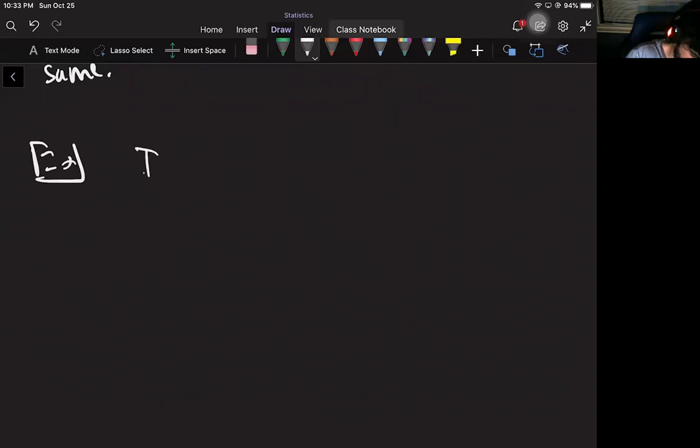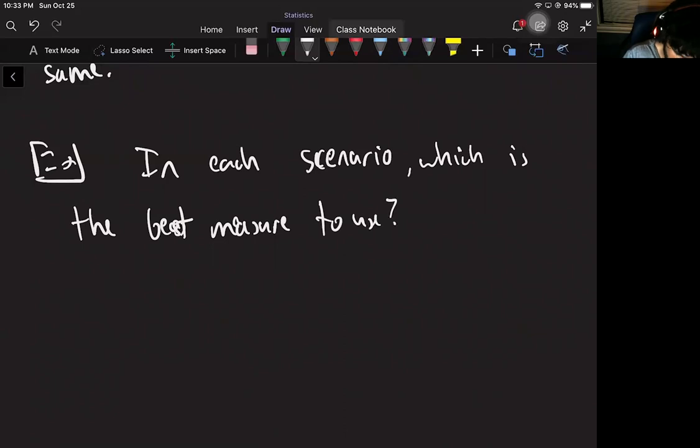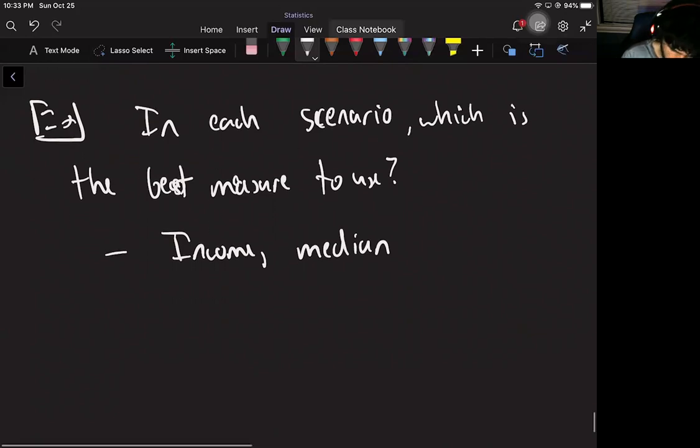Okay, so just some examples to think about. In each scenario, let's think about which is the best measure to use. So let's see. Income, I sort of touched on it earlier, but the median is the best thing to use because it represents a typical income better.